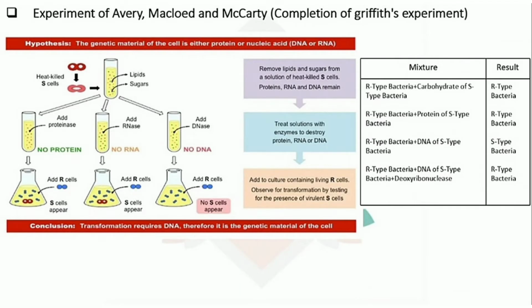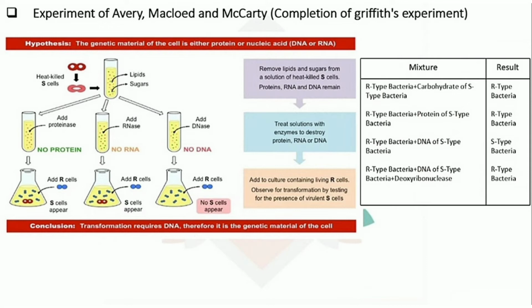Our next experiment is of Avery, MacLeod and McCarty, who actually completed Griffith's experiment. Their hypothesis was that the genetic material of the cell is either protein or nucleic acid. So they were testing which is the main genetic material, is it nucleic acid or protein? To test that, they did 4 tests.